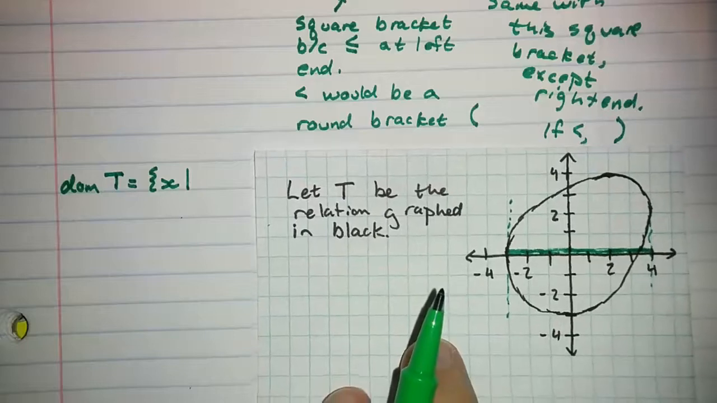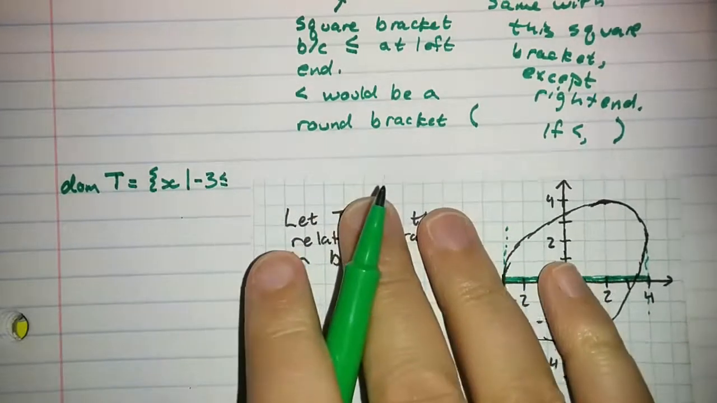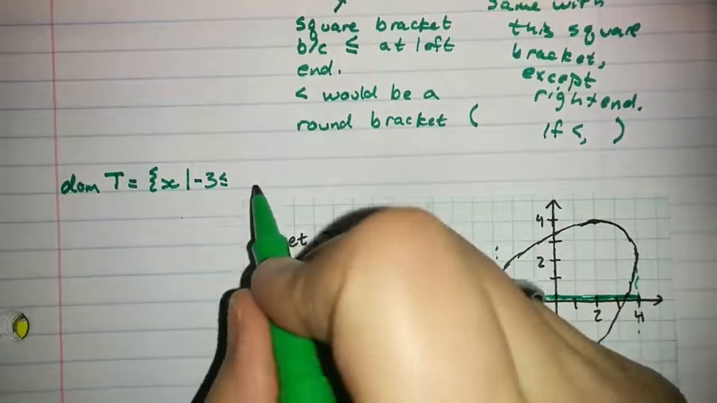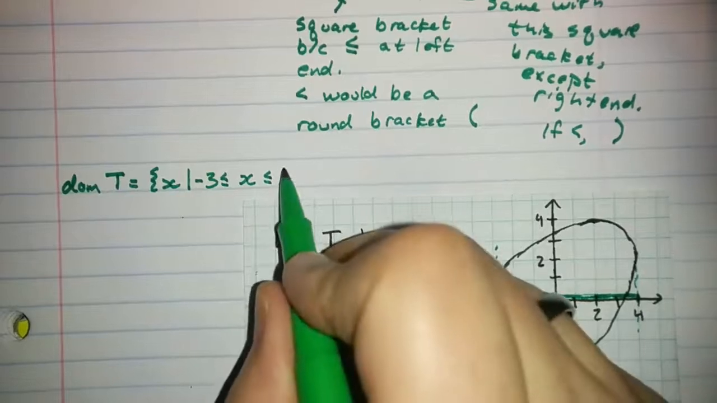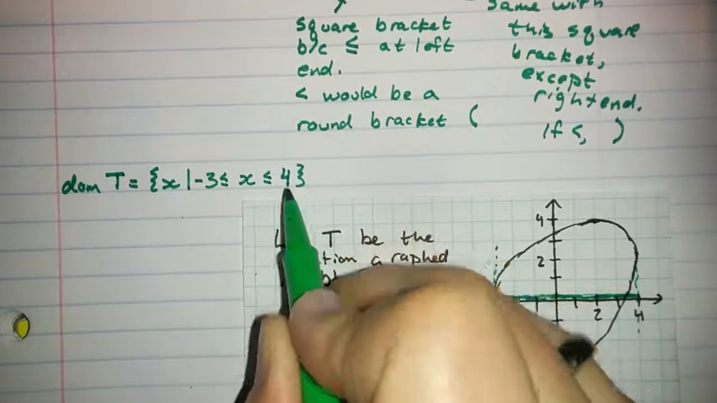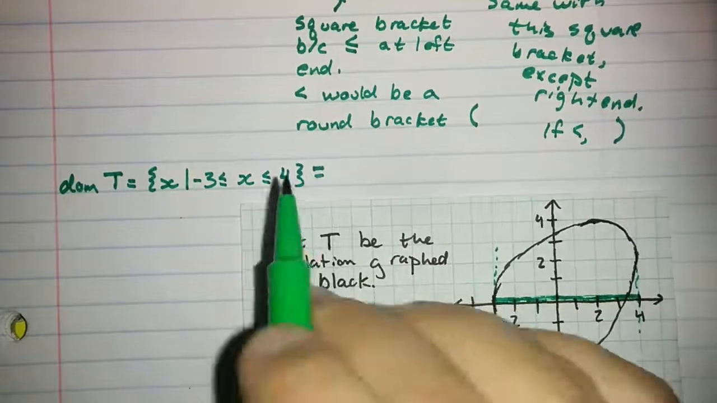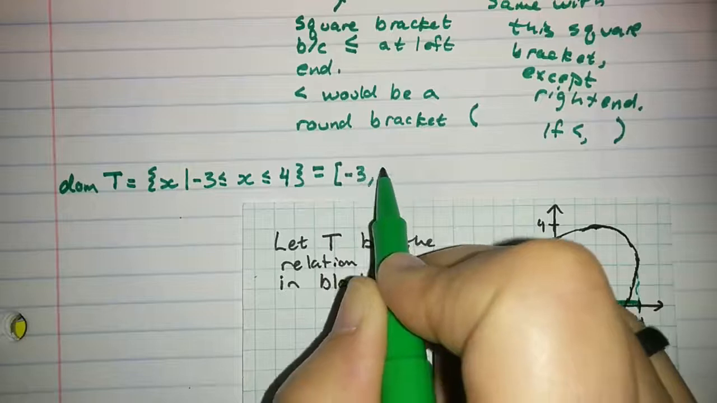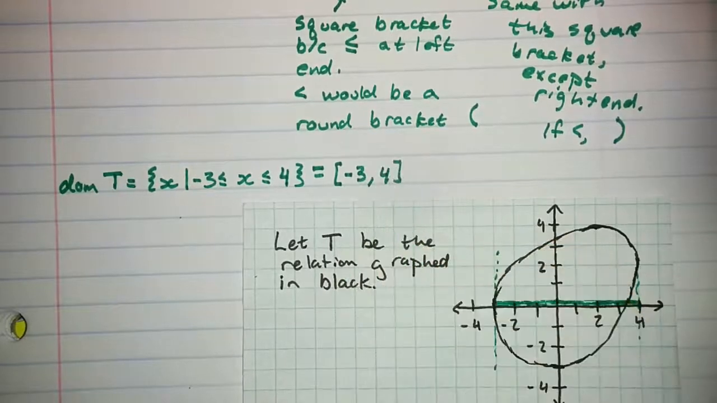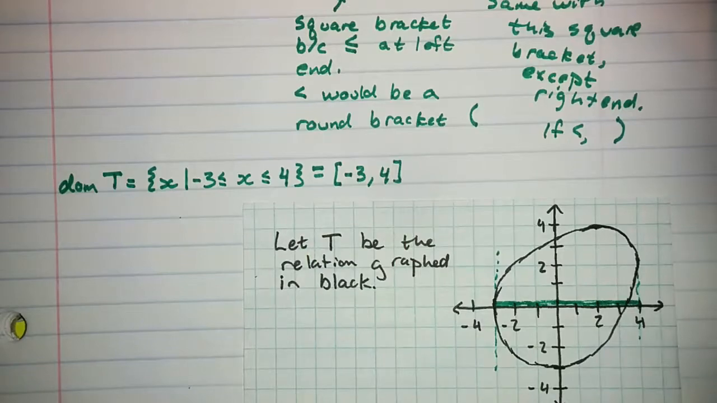We've got -3 as our left end, and then 4 is our right end. In interval notation, we can write that as [-3, 4]. Again, square brackets, because the ends are included.